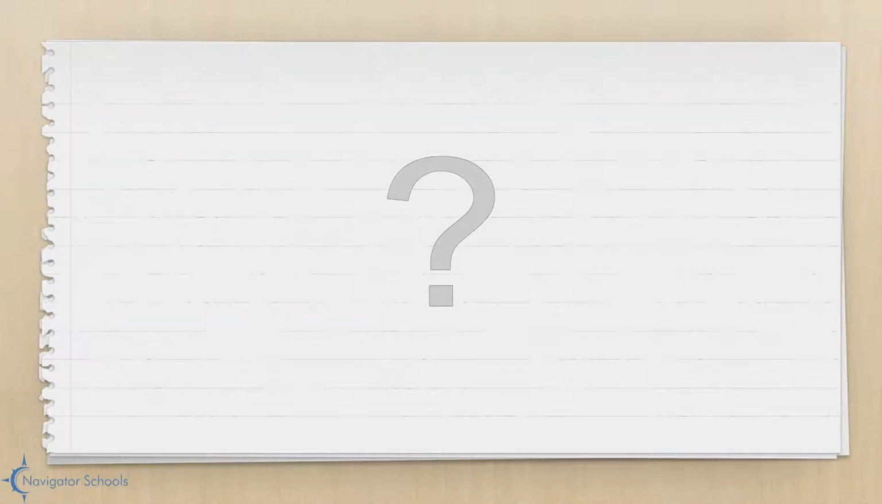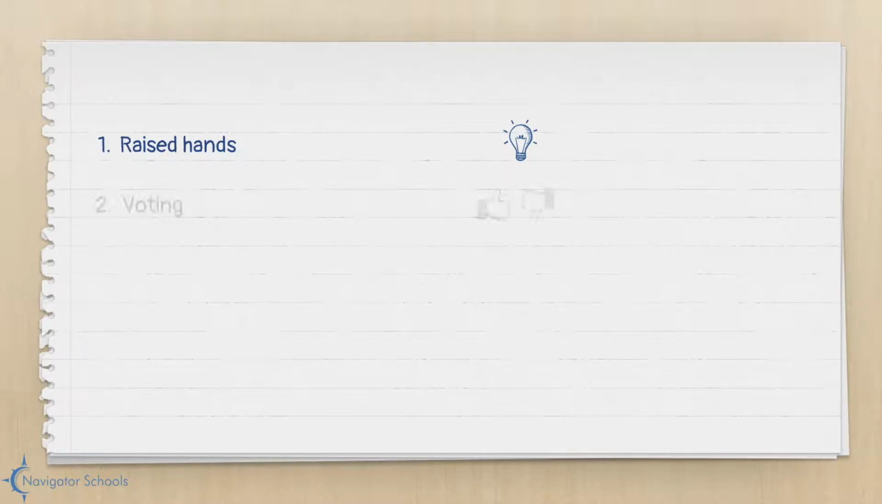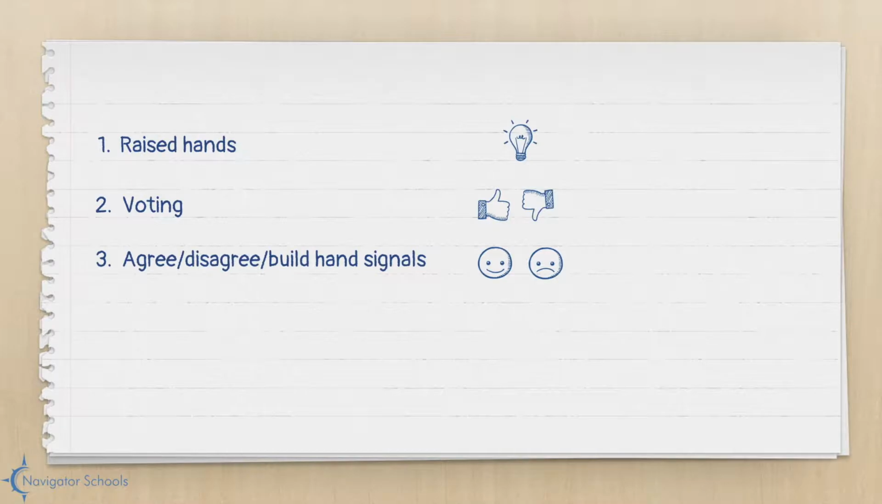So how can you manage callouts? There are many different strategies to use. One is simply asking for raised hands. For example, please raise your hand if you know the answer to number 3. You can also have students silently vote using a thumbs up or down. For example, thumbs up if you think uniforms should be required in school. Or students could use their habits of discussion and use their agree, disagree, or build hand signals.